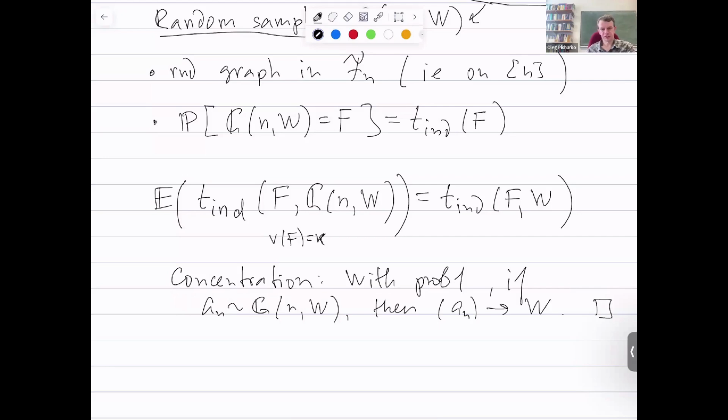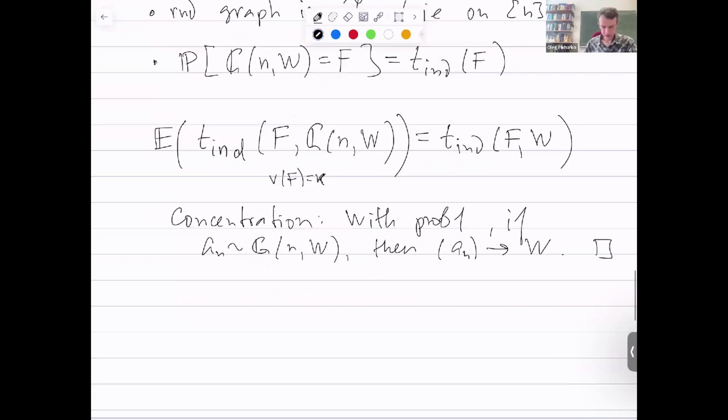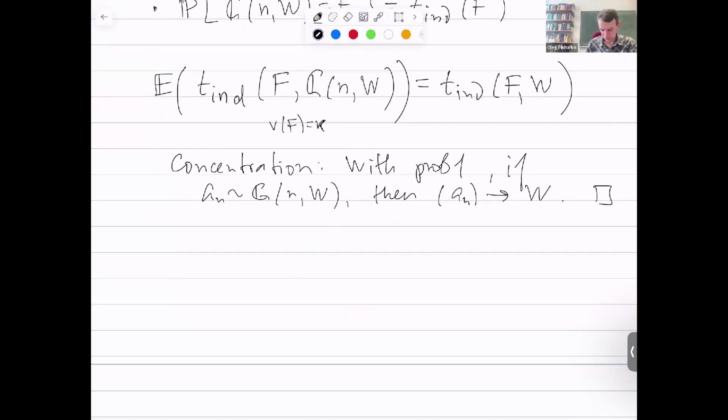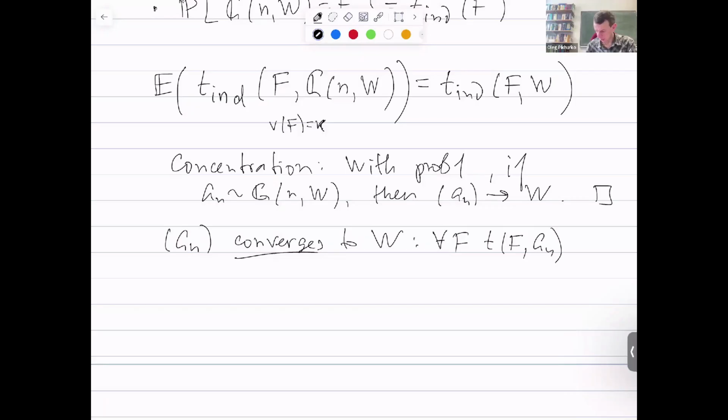So this is a very rough proof sketch of convergence. And what do I mean by converge? Let me just write. A sequence Gn converges to W. It means for every f, the density of f in Gn converges as n goes to infinity to the density of f in W.